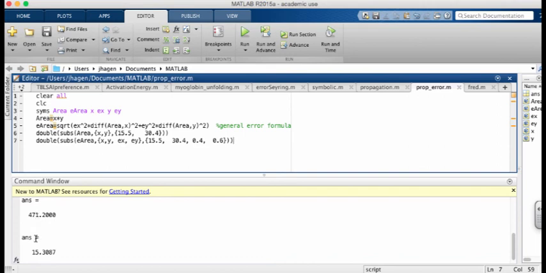So we have 471 plus or minus 15. We keep the decimal place on the answer that corresponds to the last decimal place on our uncertainty. So the final answer would be the area of the rectangle is 471 plus or minus 15. So there's your example of using MATLAB to do the general error formula to determine uncertainty.